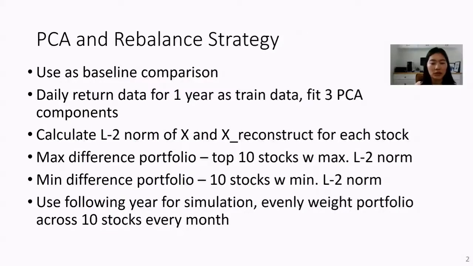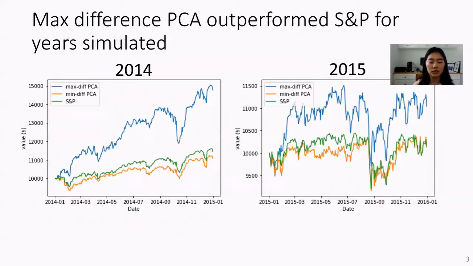We use PCA to dimensionally reduce the stock returns and select portfolios and use it in a rebalance simulation. This was a baseline comparison. The training data was daily return data for 1 year, and we fit it to 3 PCA components. We calculated the L2 norm of the original data and the reconstructed data for each stock. The max difference portfolio was the top 10 stocks with the max L2 norm, and the min difference portfolio was the 10 stocks with the minimum L2 norm. Then we used the following year for simulation, and the rebalance strategy was to evenly weight the portfolio across 10 stocks every month. These are some of the results.